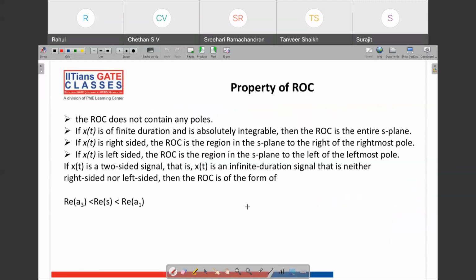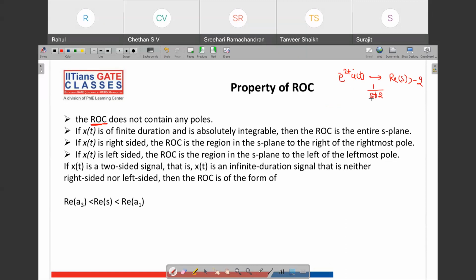Now there are a few properties of the region of convergence of the Laplace transform. The first property is that the ROC, or region of convergence, doesn't contain any pole. A few slides back, in the last slide, the Laplace transform that we calculated was for e to the power minus 2t u(t). For that, we got the region of convergence like this. And this is the Laplace transform.